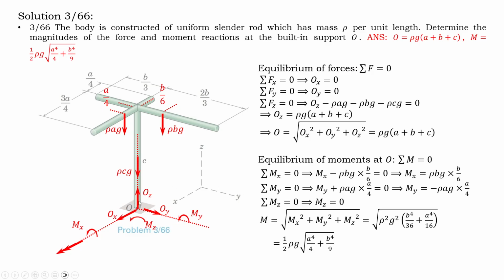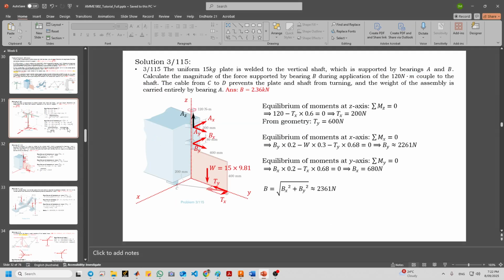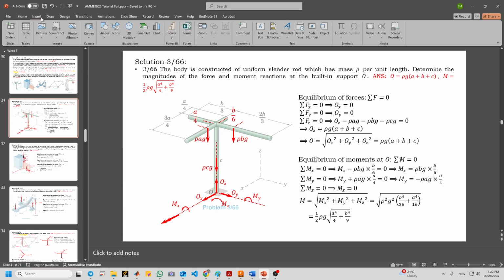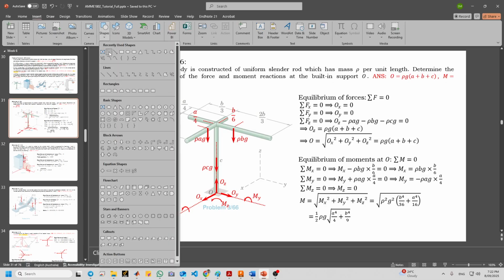So at the welding point, we need to draw OX, OY, OZ, and MX, MY, MZ because it is a welded junction. And these are the reaction forces and reaction moments. So you need to draw the line of action at these points. How can we do that?